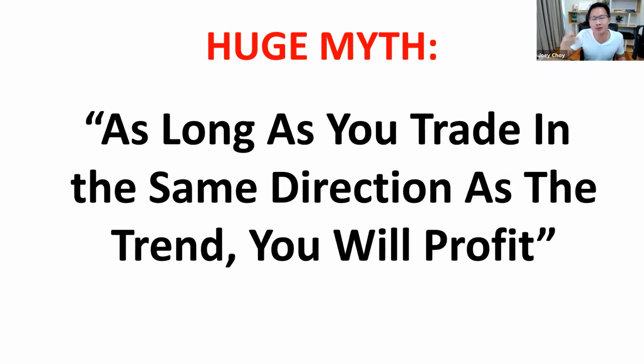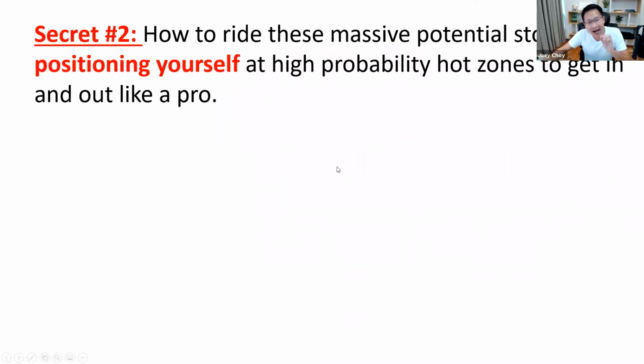But if you really want to pick winners and ride the uptrend properly and get potential double-digit ROI gains in the stock market, then it's not just being in the right direction, but also taking trades in certain areas. I call them certain hot zones when you're in the right direction of the trend. Does it make sense? So that's what brings us to secret number 2: how to ride these potential stocks by positioning yourself at high probability hot zones, to get in and out like a pro. As I say, it's good that you're in the right direction of the trend, right?